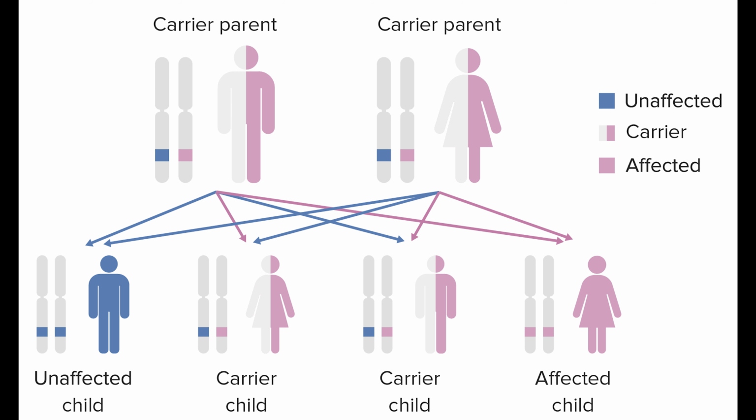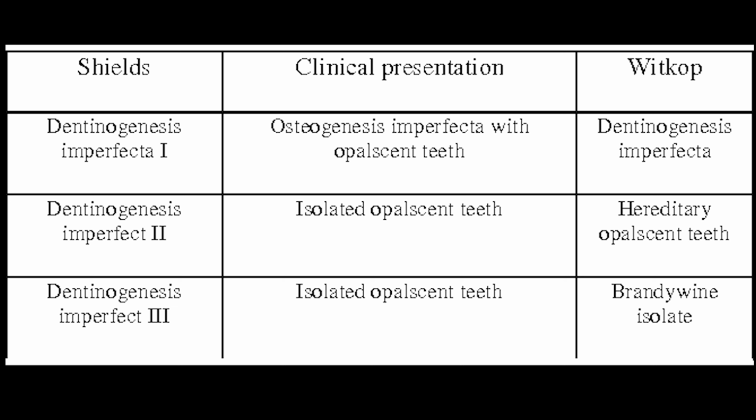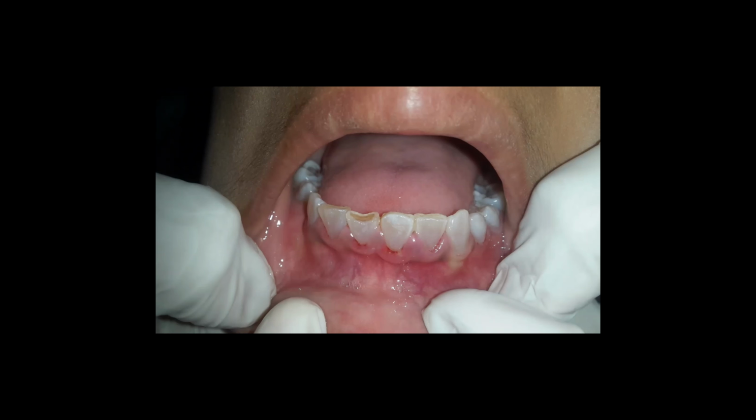Talking about the types of Dentinogenesis Imperfecta, it has three types. Type 1 is associated with osteogenesis imperfecta. In type 2, there is no association with osteogenesis imperfecta. And type 3 mostly occurs in the Brandywine triracial population.